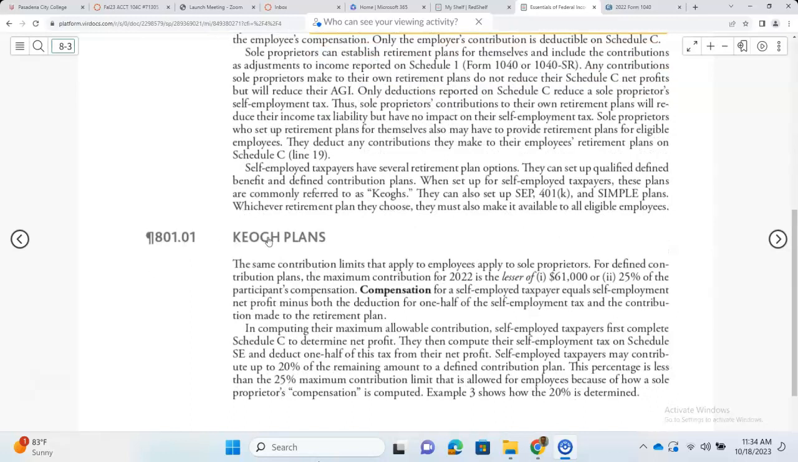There is another plan, they call it the Keogh plan, which again has the same limitation. The maximum contribution for a Keogh plan is the lesser of 61,000, or 25% of the participant's compensation. That is the same as the SEP that we already discussed.